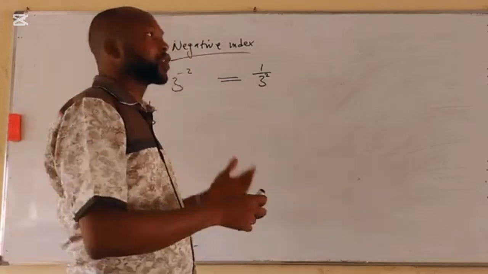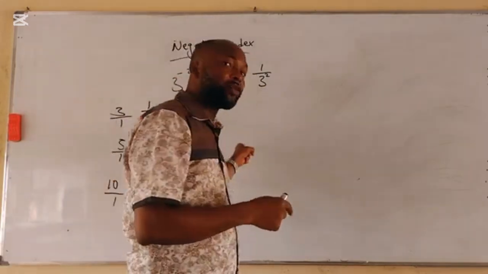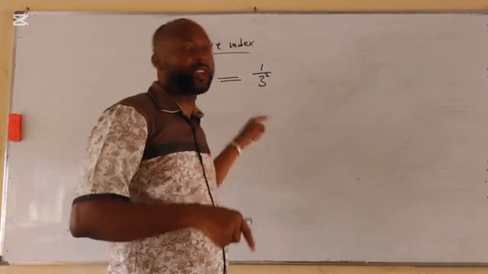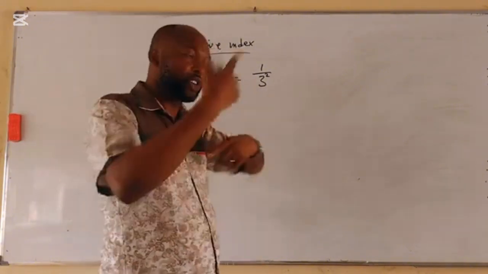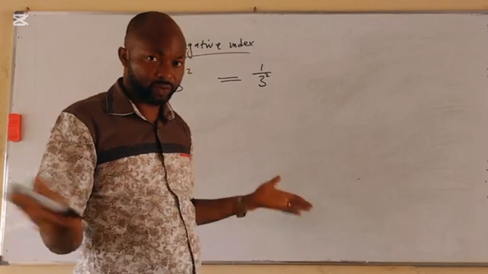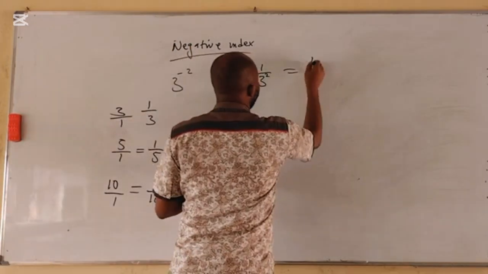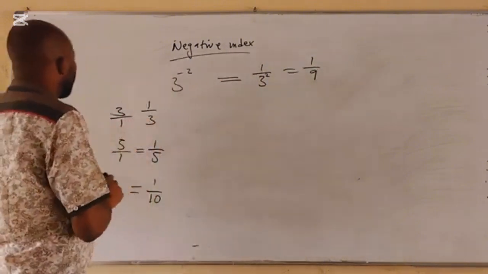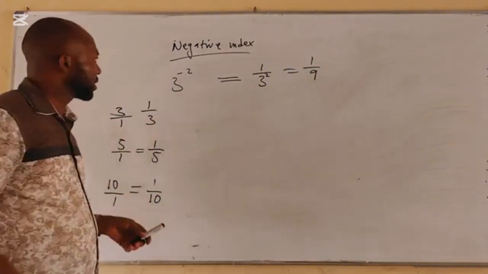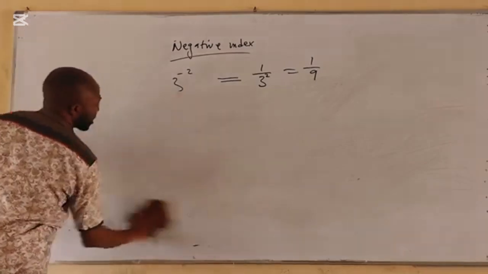When a number is raised to a negative index, it is equal to the reciprocal raised to the same positive index. The negative index becomes a positive index. The number itself, you get a reciprocal of it, and we move on. Yes, it's clear. So this is the same thing as 1 over 9, because 3 squared is 9. And so on. Let's take another example, in case we don't get this well, so we can understand it that way.